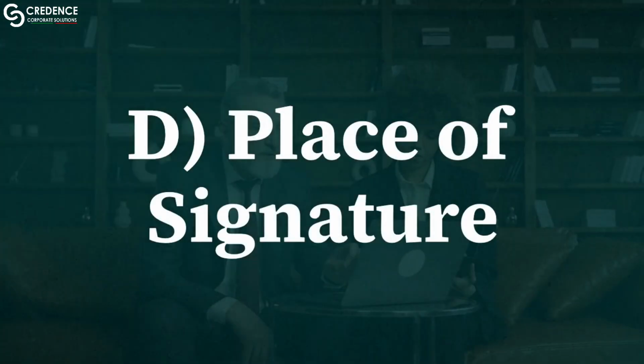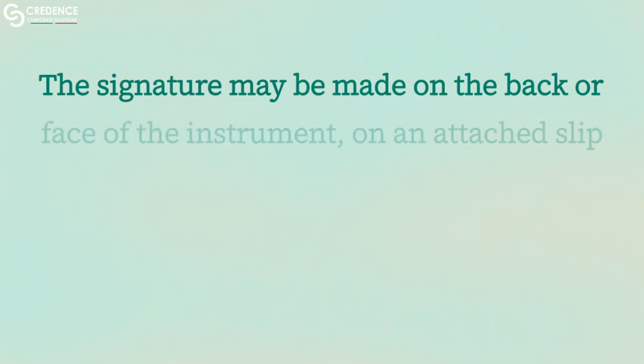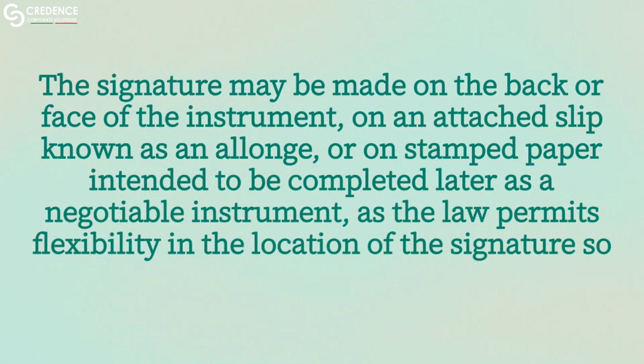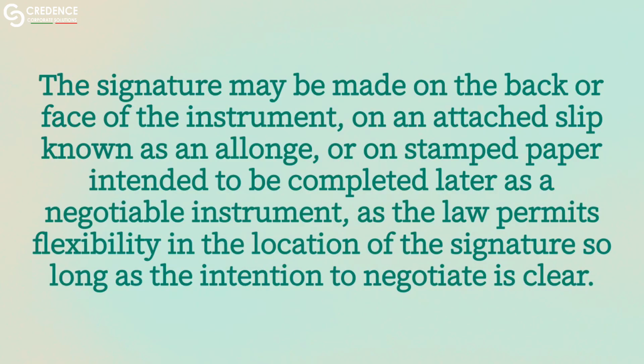D. Place of signature. The signature may be made on the back or face of the instrument, on an attached slip known as an allonge, or on stamped paper intended to be completed later as a negotiable instrument, as the law permits flexibility in the location of the signature so long as the intention to negotiate is clear.